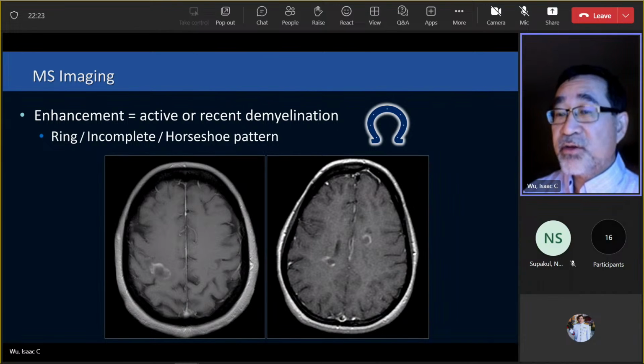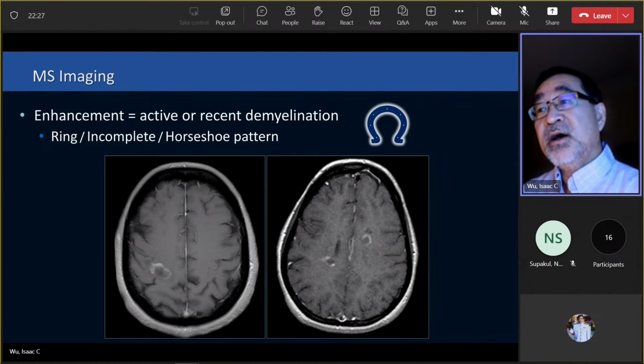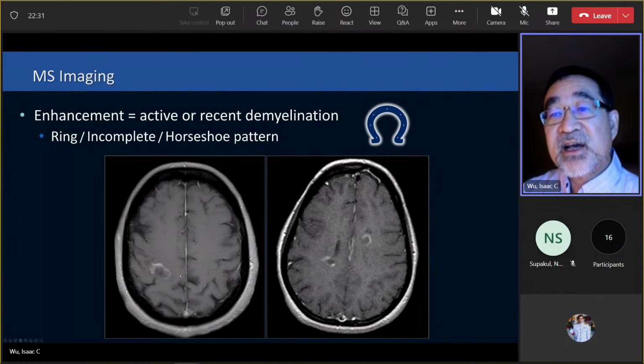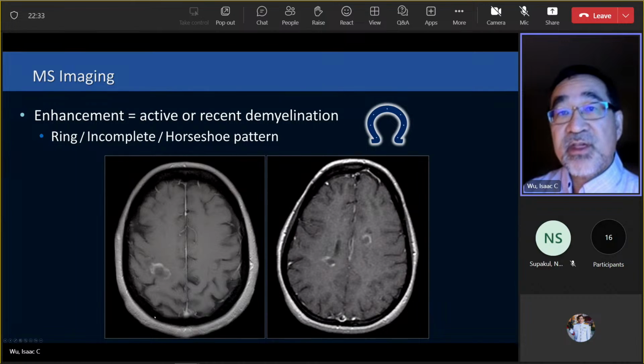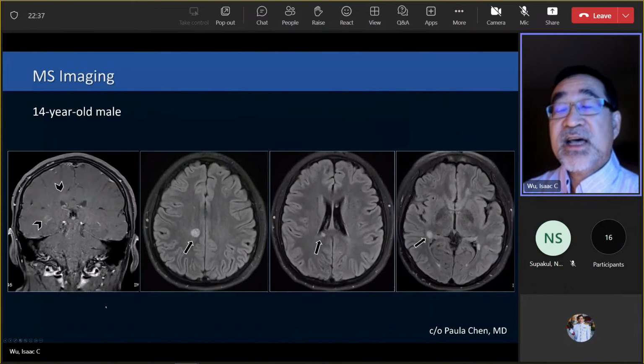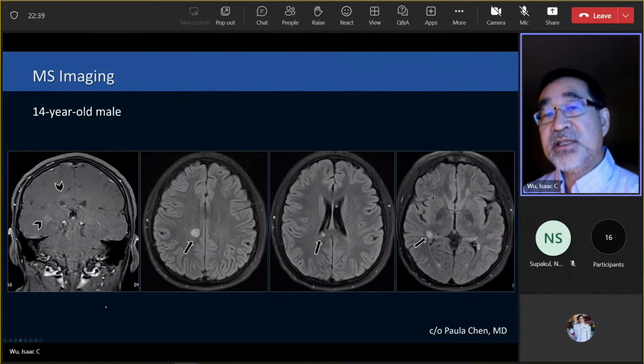Compare that to other common lesions like abscess, like mets, tumors. They tend to have complete rim enhancement. So when I see this incomplete rim enhancement, I start to think about a potential demyelinating process. That's not 100% pathognomonic, but it's pretty good.